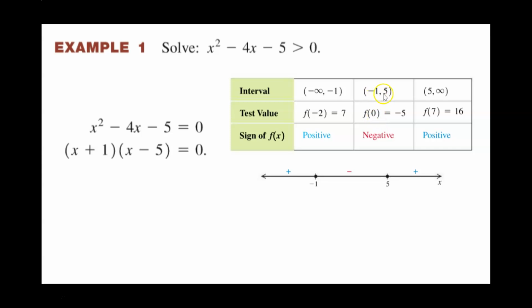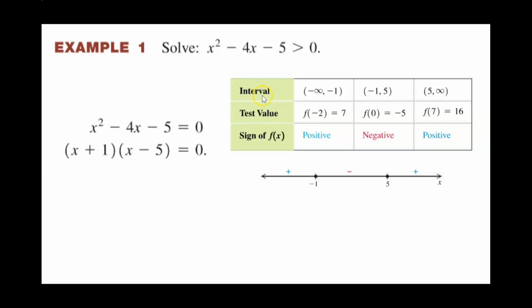Again, we choose a test value between negative 1 and 5, and 0 is pretty much the easiest one to use because this goes away once you plug in 0, and you're left with negative 5. So we put it here. And then choose a number between 5 and infinity. For this one, we chose 7 and got 16.